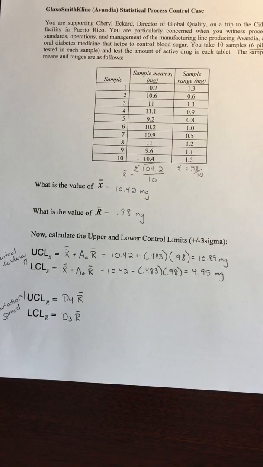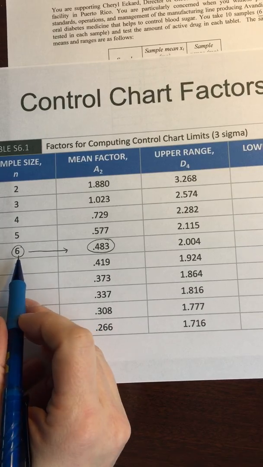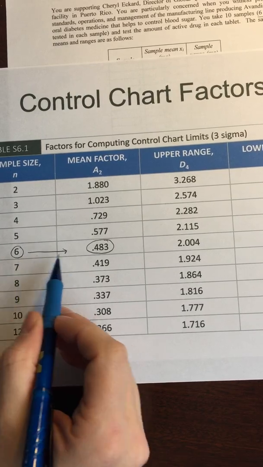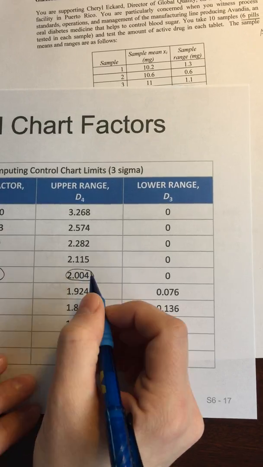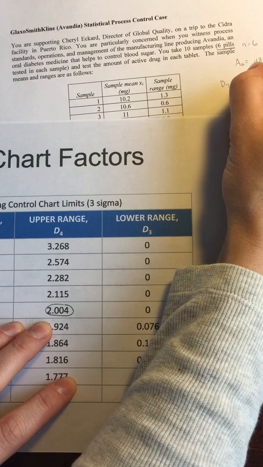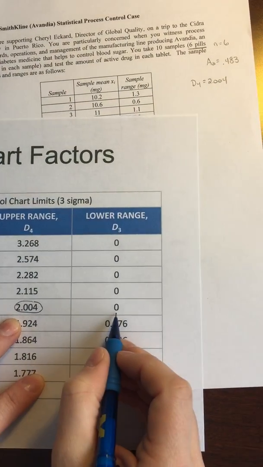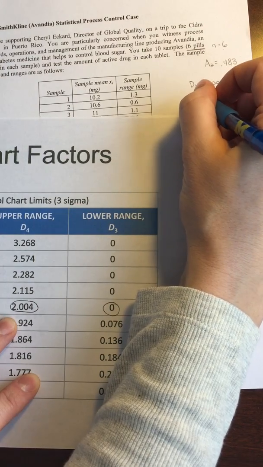And again, we need to come back to our control chart factors table. Again, in this case, our N is 6, right? We're taking 6 pills off the line. So here, our value for D4 is going to be 2.004. And the D3 value that we're going to use with an N of 6 is going to be 0.